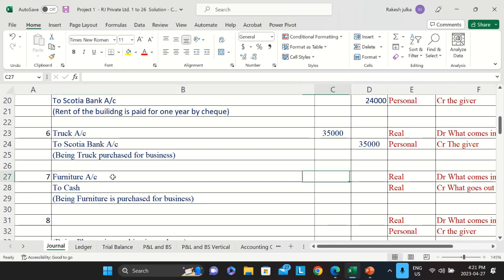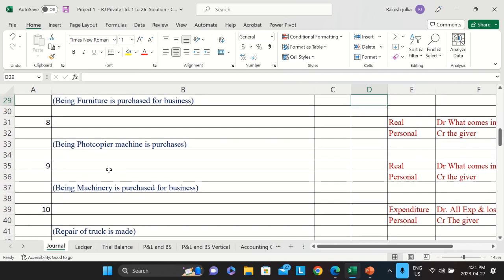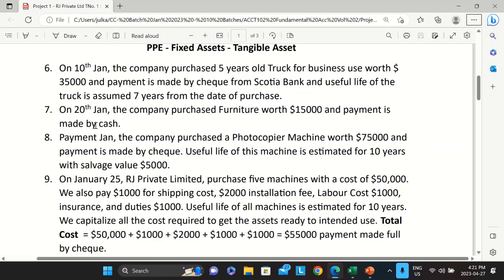So in this case, the furniture account, what is the amount for the furniture? It's $15,000 here on the debit side, as well as 15,000 on the credit side. So seventh transaction is completed. Now the eighth transaction we have here is the payment in January, and the company purchased a photocopier machine worth $75,000, and the payment is made by check. The useful life of the machine is estimated 10 years with a salvage value of 5,000. This is the additional information which is given.